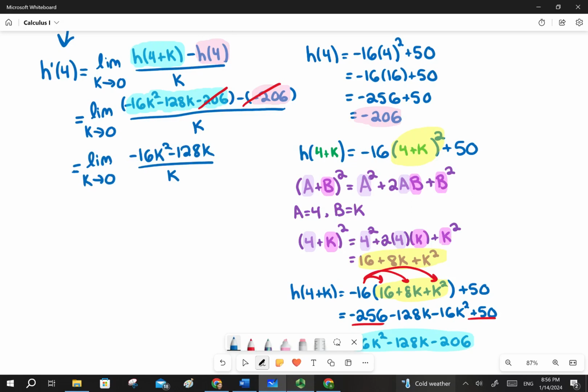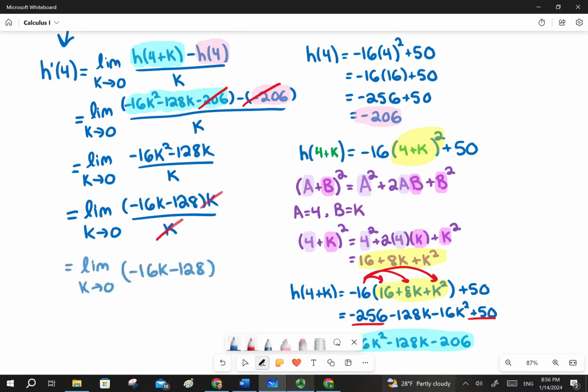So h prime of 4 equals the limit as k approaches 0 of negative 16k squared minus 128k over k, which equals the limit as k approaches 0 of negative 16k minus 128 all times k divided by k, which equals the limit as k approaches 0 of negative 16k minus 128. Now that the expression is simplified as much as possible, we can plug in k equals 0 to get that h prime of 4 is negative 16 times 0 minus 128, which equals negative 128.